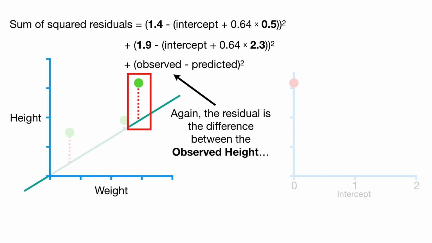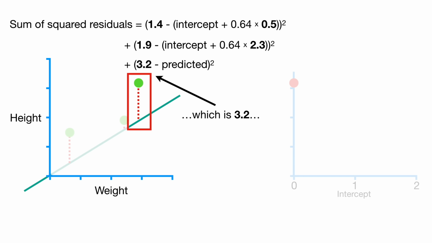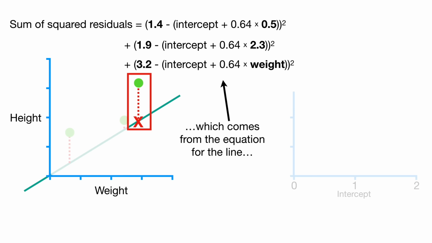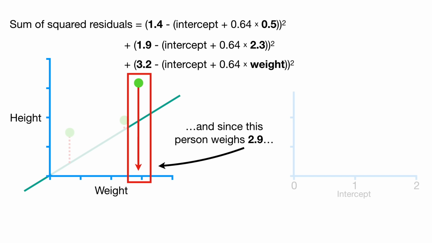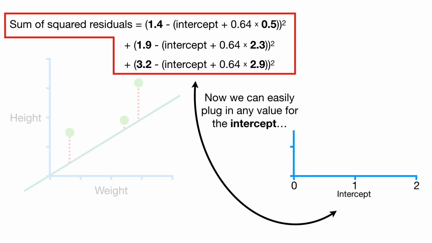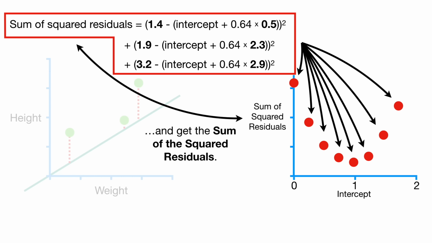Again, the residual is the difference between the observed height, which is 3.2, and the predicted height, which comes from the equation for the line. And since this person weighs 2.9, we'll replace weight with 2.9. Now we can easily plug in any value for the intercept and get the sum of the squared residuals.